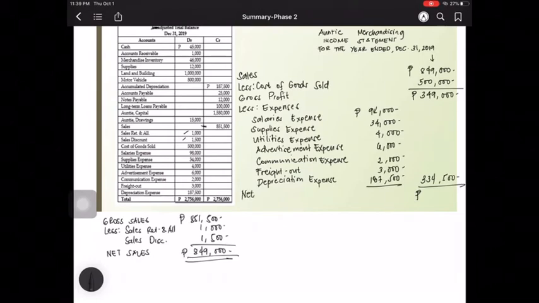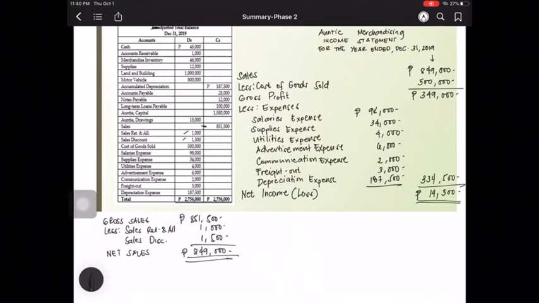All right, so you get the difference between the gross profit and the total expenses. Then you will be able to determine whether the results of operation is net income or net loss. In this case, since we have a positive value, do we have a positive value here? Yes, that would be 349,000 minus 334,500. A positive value of 14,500 is generated as net income of the business.